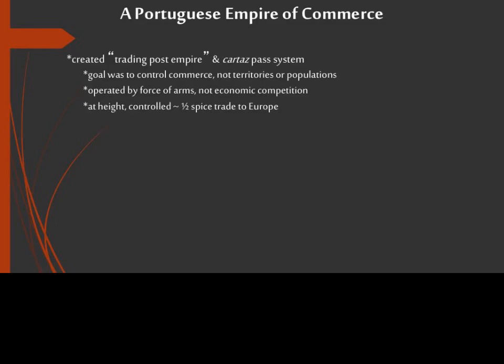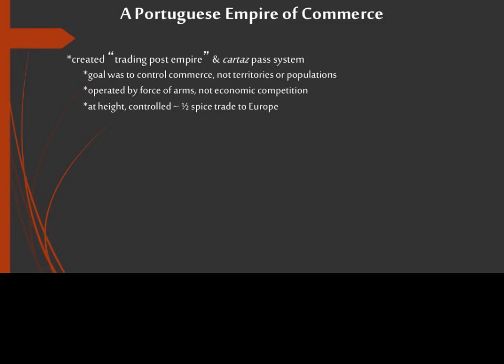And the Portuguese were able to create what's called a trading post empire. Their goal was to control commerce, not territories or populations, and they operated by force of arms as opposed to economic competition. And at their height, they controlled about half of the spice trade to Europe. Unlike the Spanish annexation of large tracts of land in the Americas, the Portuguese only seized this string of ports, creating what's known as a trading post empire, which is rather different.